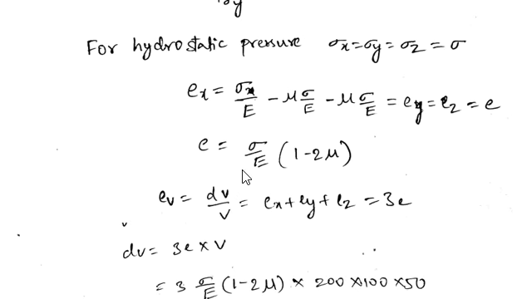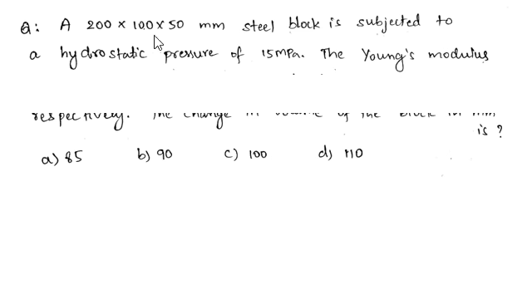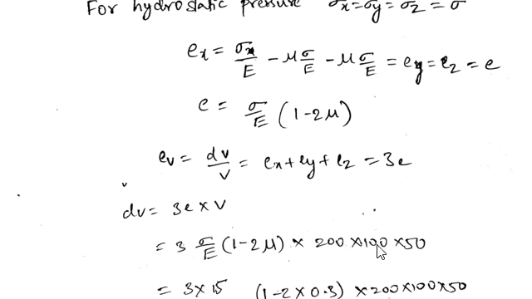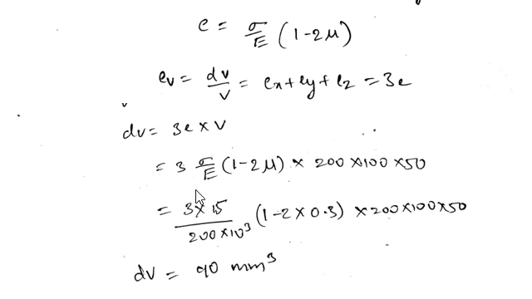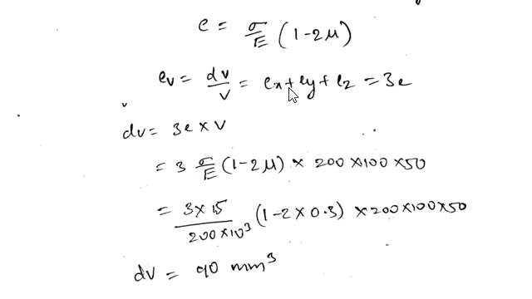So 3 times of E value we have just simplified here, sigma by E into 1 minus 2 mu into volume of the block. You can write here 200 into 100 into 50, so that will give the volume of the block. So we have written the same thing. When you write those values, 3 into sigma is 15 megapascal. If you see, it is given in the question, hydrostatic pressure of 15 megapascal is given. So we have written here in the place of sigma 15 megapascal or Newton per mm square.